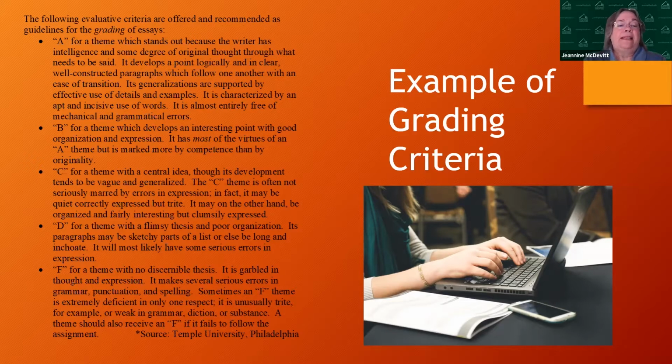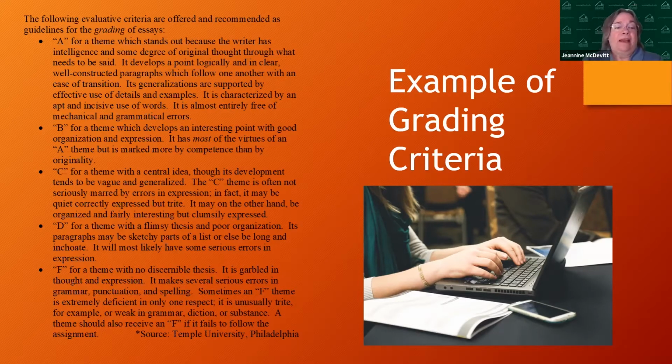C, this is an essay that has a central idea, but its development is vague and generalized. It may be correctly expressed, but trite. It may, on the other hand, be organized and fairly interesting, but clumsily expressed. Generally, I find when I'm grading an essay as a C, its structure is almost there, but often there's a problem with structure. The student is having trouble understanding the idea of supporting the point with a topic sentence. Usually a C theme is also somewhat weak in detail, and it also has mechanical and grammatical errors.